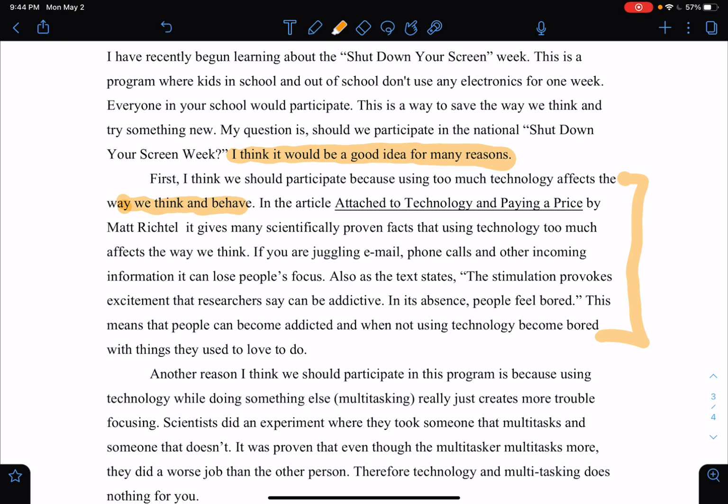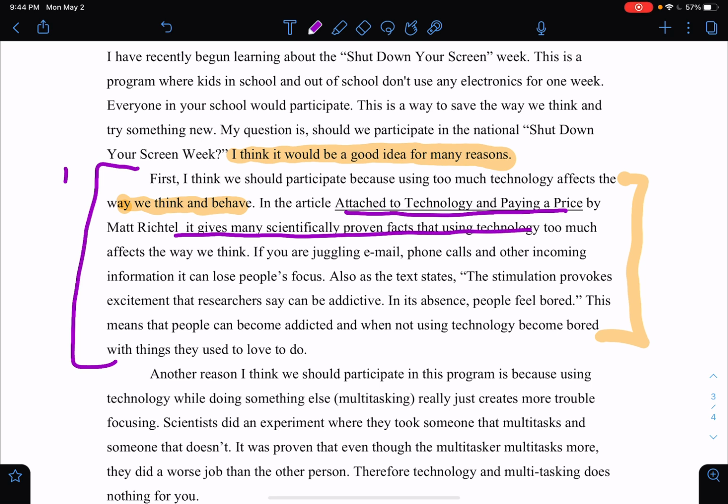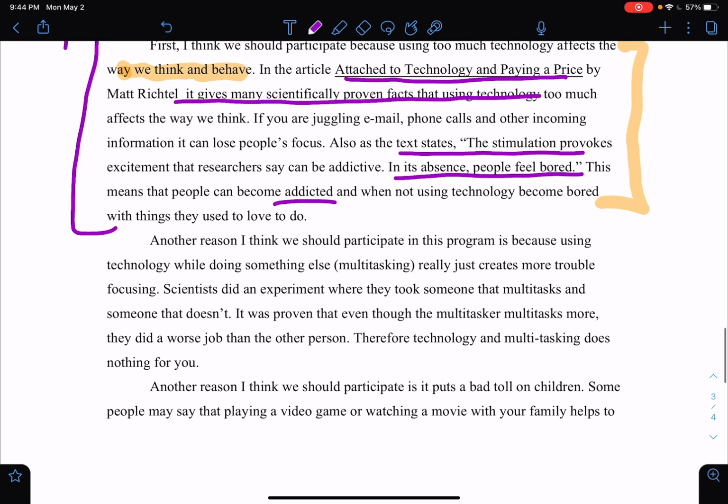So here you have their first reason. You have their first evidence here. This is from their source. And then you have their explanation, and then you have the second evidence, the same text, with their explanation. Okay? And then this second body paragraph.